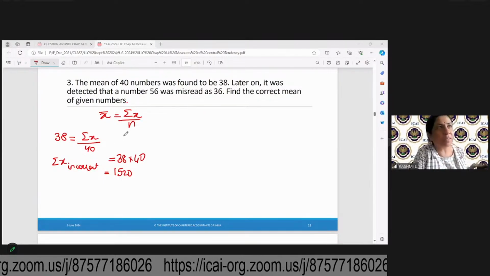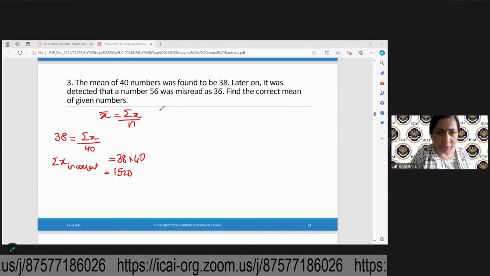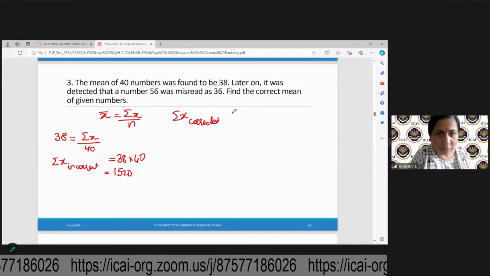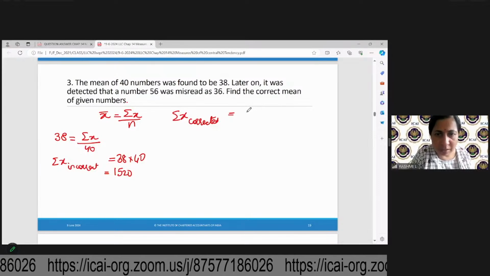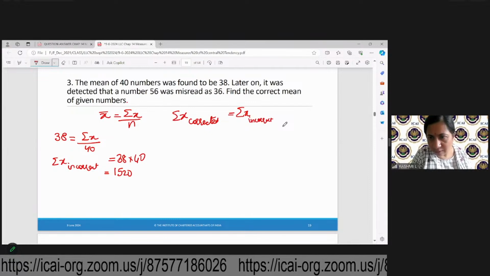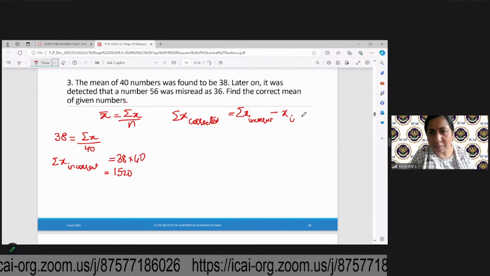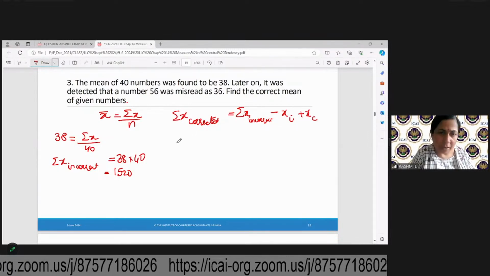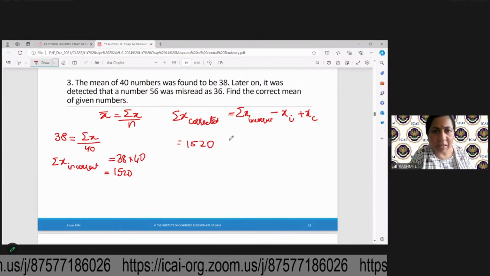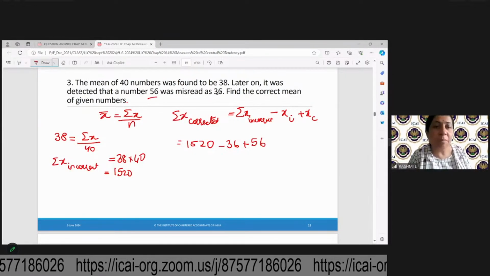I should subtract the incorrect answer and I should add back the correct answer. Okay. Now, I will find summation x, the corrected one, which will be equal to summation x, the incorrect one, minus x incorrect plus x correct. Okay. Now this is equal to 1520 minus 36 plus 56 because the number 56 was misread as 36.